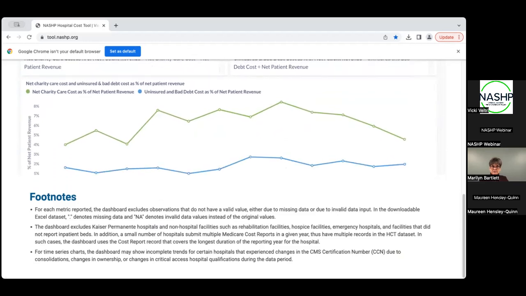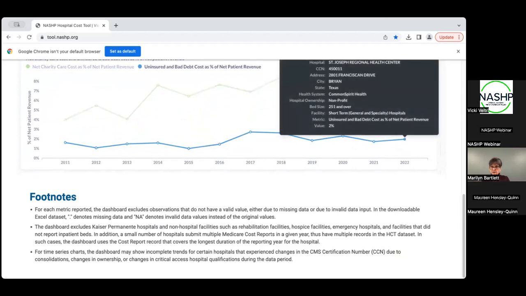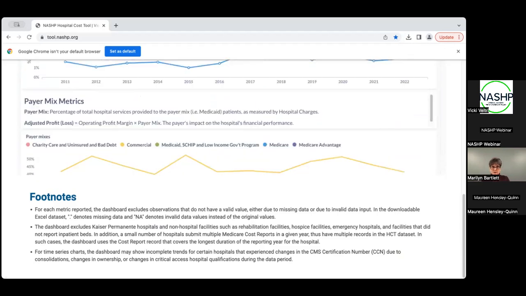Charity care as a percentage of net patient revenue. We've seen this decline in the net charity care. A lot of that could have happened because of Medicaid eligibility with the pandemic. Also, some of the uninsured funding that came from the federal government. We've seen that uninsured and bad debt cost is running around 2% of net patient revenue.